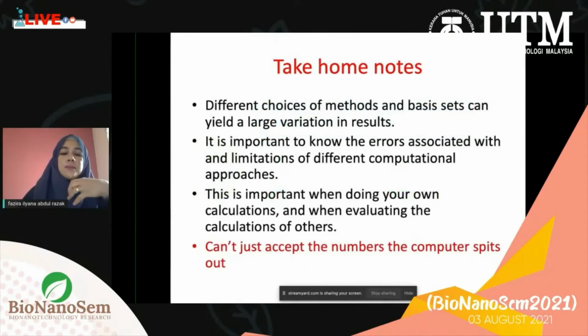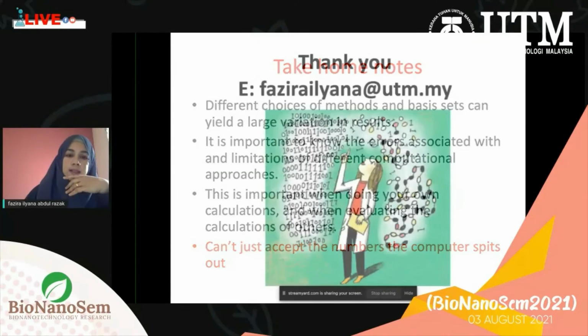Okay, so take home notes. Before I leave, I have to tell you this. For computational, when you choose different choice of methods and basis set, your accuracy will be largely varied. Okay, and it is very important for you to know the errors that are associated with each computational approach. You have to understand why you cannot use this, why you have to use this. And you cannot always accept the numbers that the computer spits out. You as a human need to evaluate and understand your results and then go back and have a look. You cannot just say, okay, this is the correct number, I should accept it as it is. Okay, so I think that's it from me.